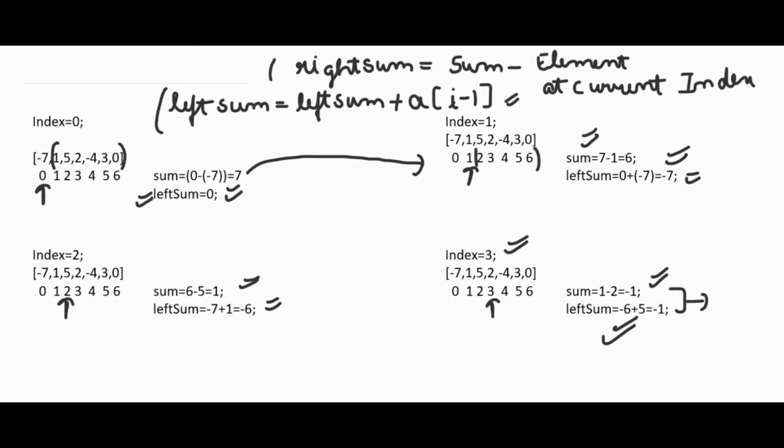This way, we can approach this question in O(n) time because we are traversing the array only once by using two variables, sum and left sum. We will continue this process until we find an equilibrium point, or if there is no equilibrium point, we will return minus 1. Now let's proceed to the code.